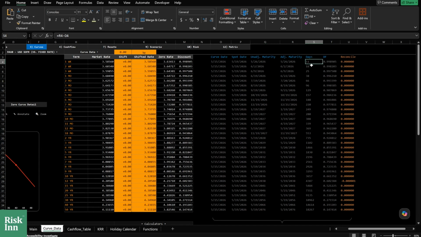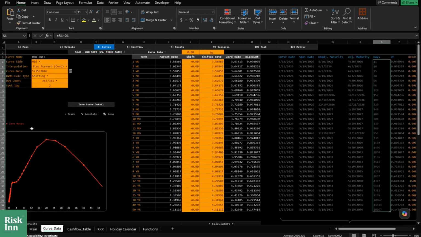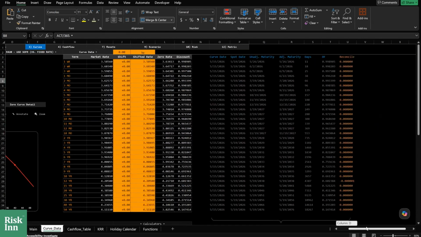So there are actually 11 days in this first term. If you go by 5 days or 7 days, it will never match. There are actually 11 days, and this discounting applies for 11 days. Days is your final unit of currency. Ultimately, you can convert that into a year fraction based on your day count convention, Act by 365.